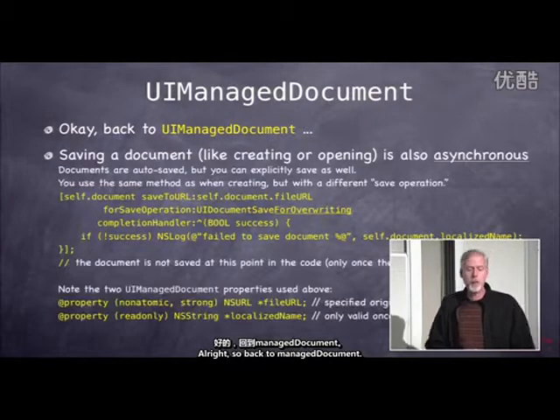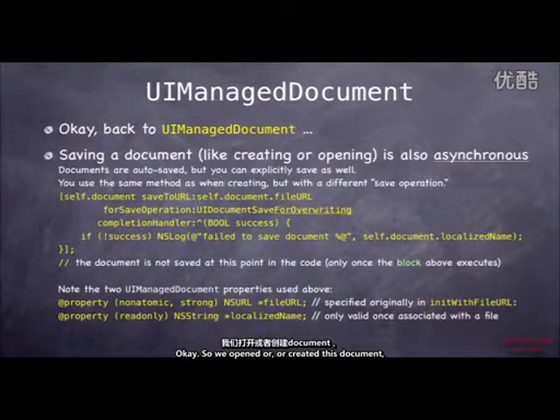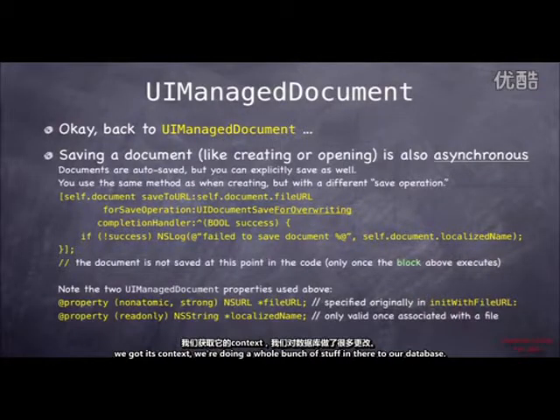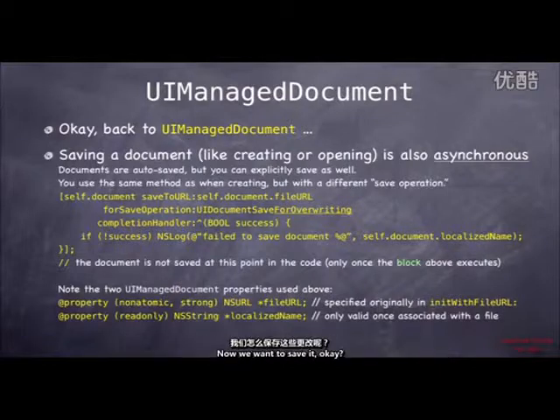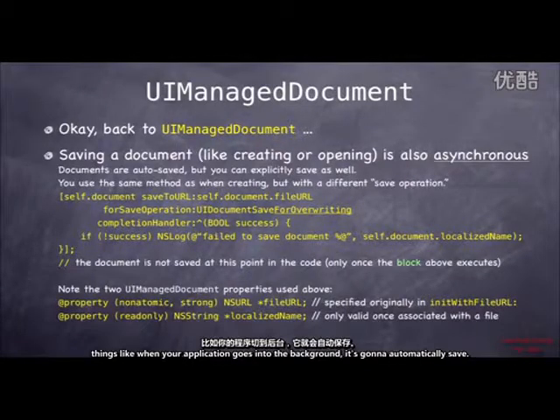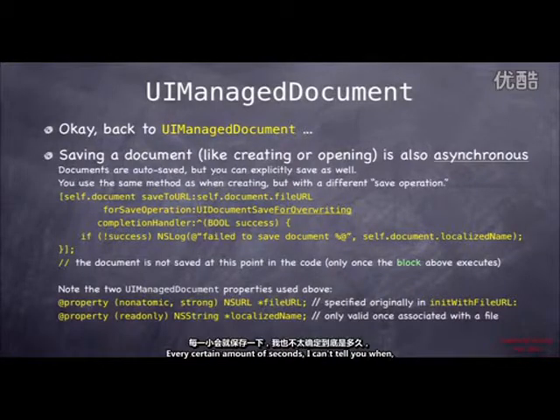All right, so back to UIManagedDocument. Okay, so we opened or created this document. We got its context. We're doing a whole bunch of stuff in there to our database. Now we want to save it. Now, UIManagedDocuments actually are auto-saved. They will automatically save when your application goes into the background. Every certain amount of seconds, I can't tell you when, and it's not documented, it will also auto-save.